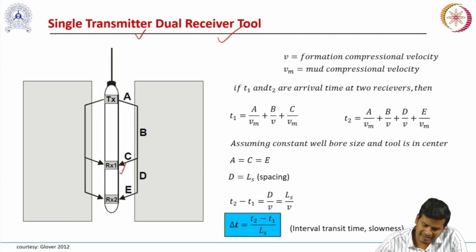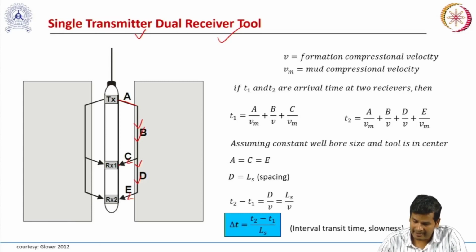By using two receivers, we are able to eliminate the effect of the travel time inside the wellbore fluid or the borehole fluid. So here the sound wave will be emitted. First it will travel through the mud, then it will go to the formation, then it will come back to the first receiver. Some part of the sound wave will keep on traveling. It will go to the second receiver. So this way the sound wave can be recorded at both receivers.